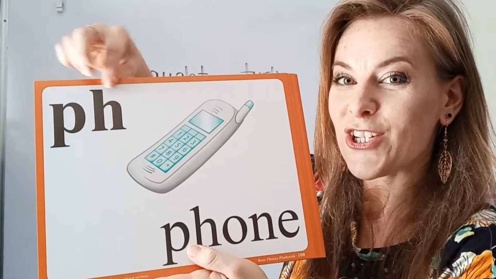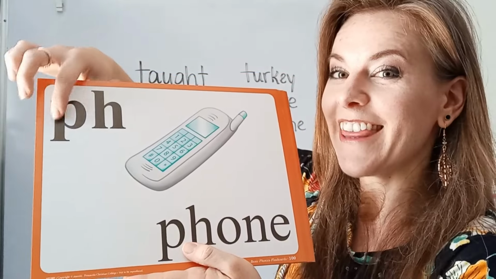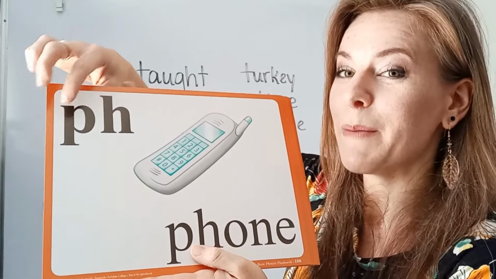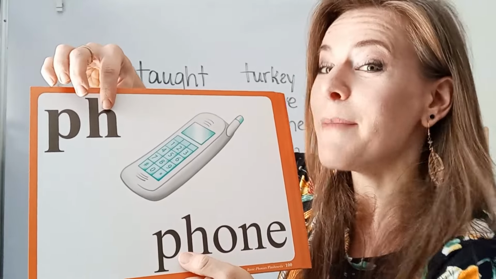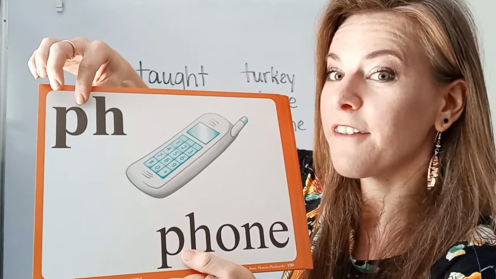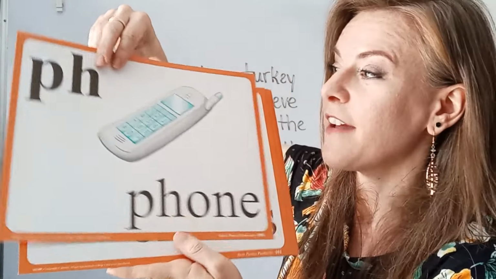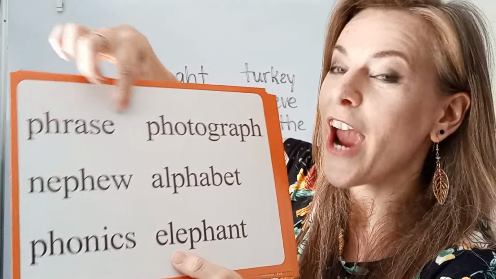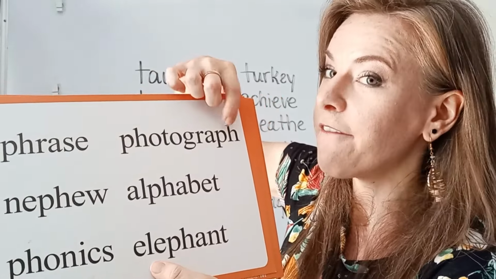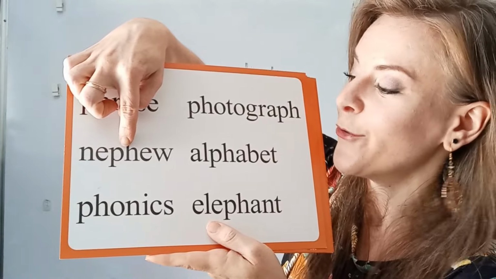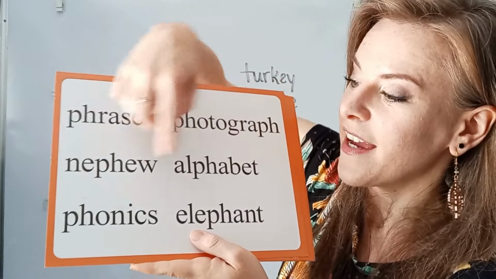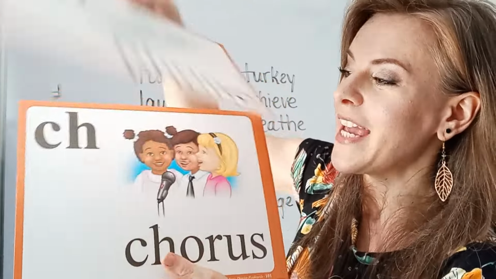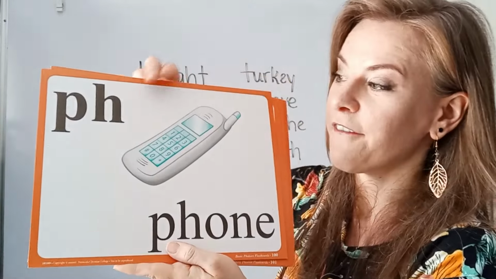Then we have PH. Now this one also, the letter sound that it makes is not at all in the special sound. PH makes the F sound, as in phone. So we have phrase, photograph, nephew, alphabet, phonics, and elephant.